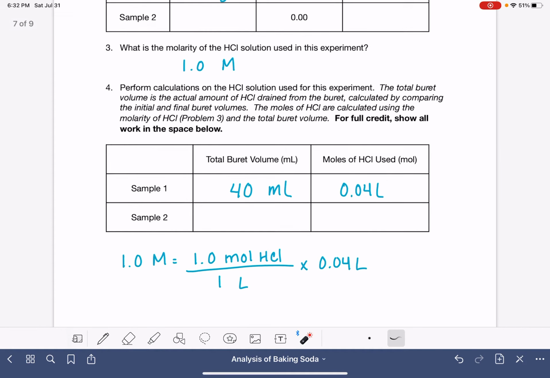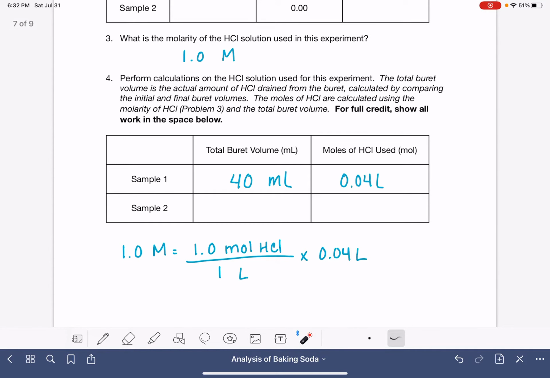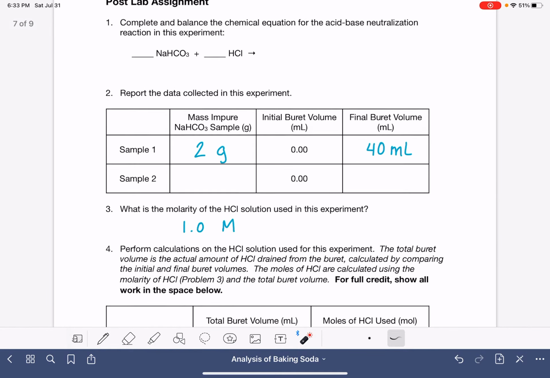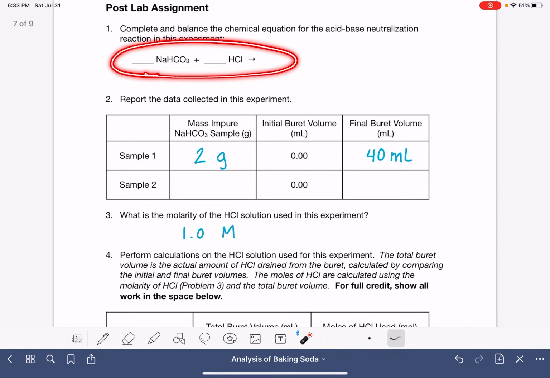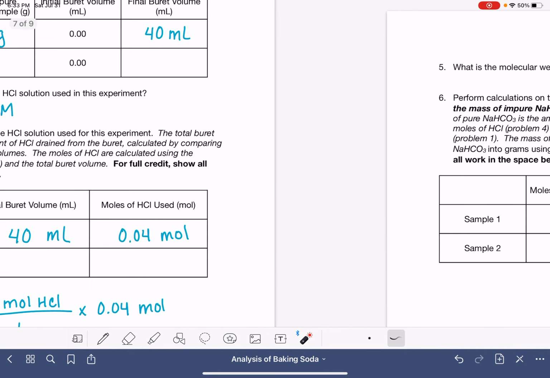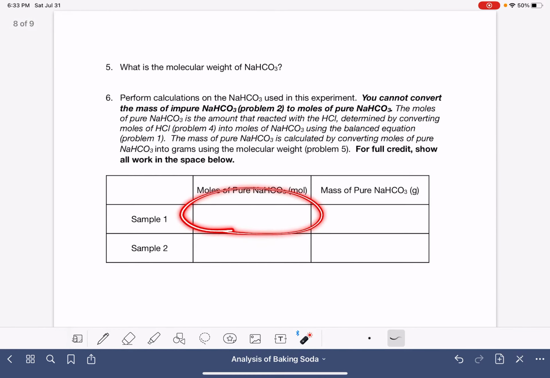What you need to do is a mole to mole conversion. So in problem number 4, we determined that we used 0.04 moles of HCl. And up here at the top of the page, you have a balanced equation that's going to give you the stoichiometric relationship between HCl and NaHCO3. That's what you're going to use to solve this problem right here.